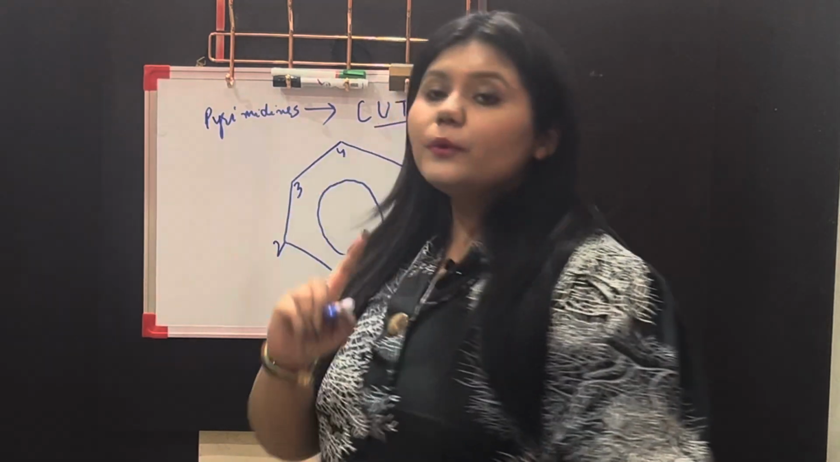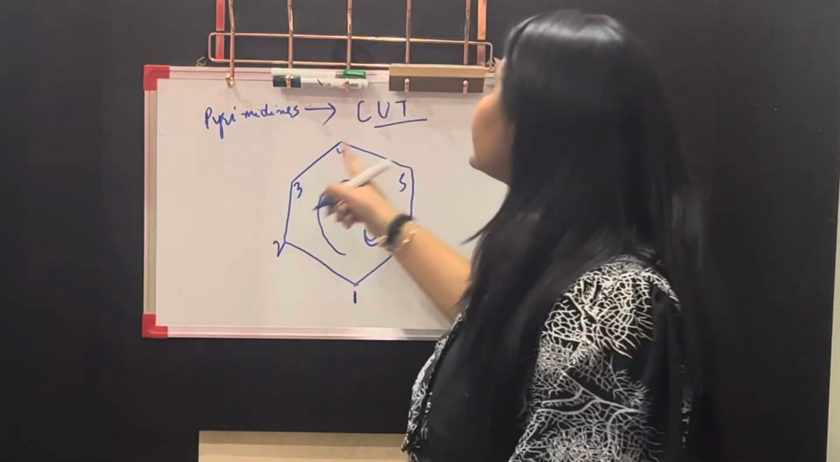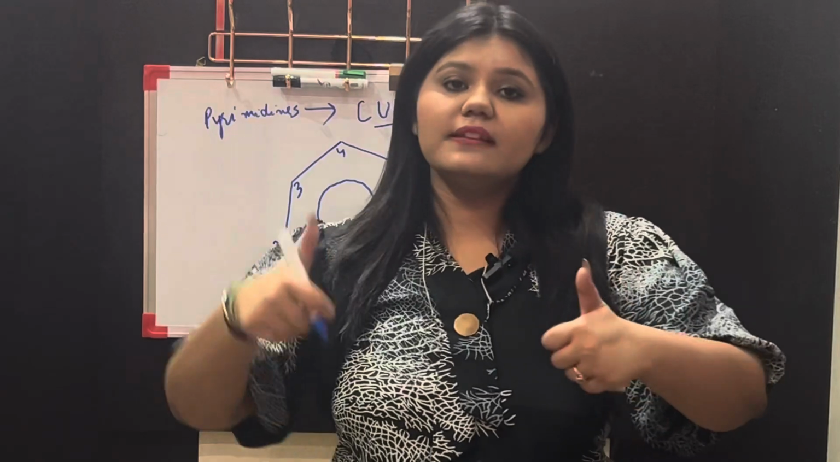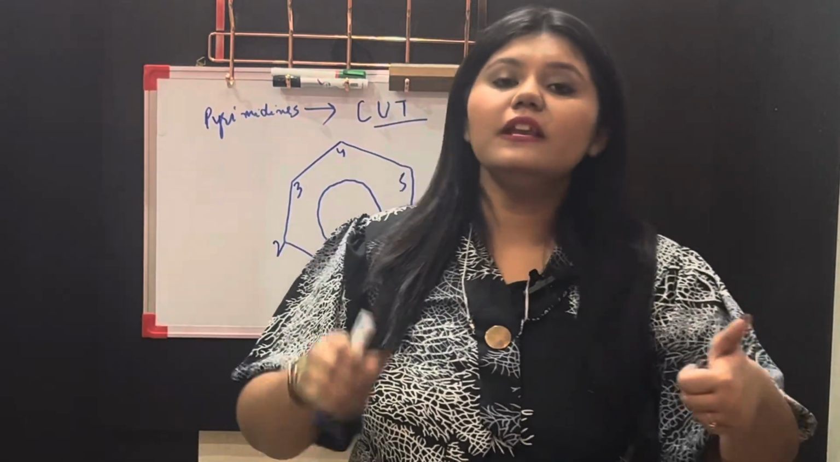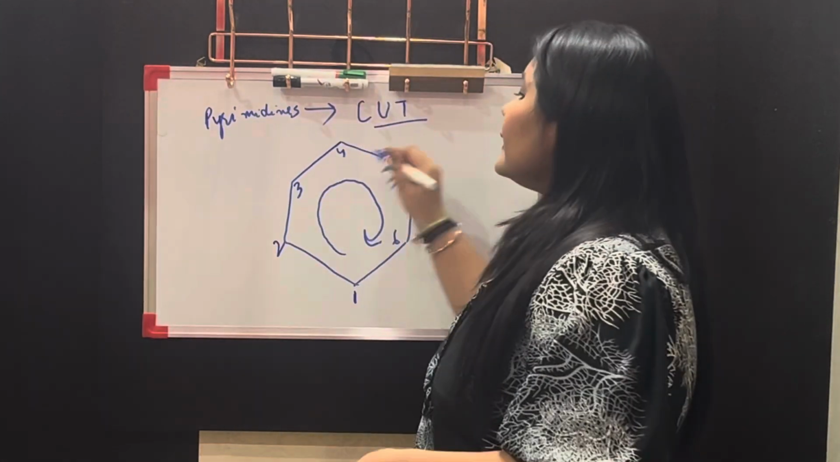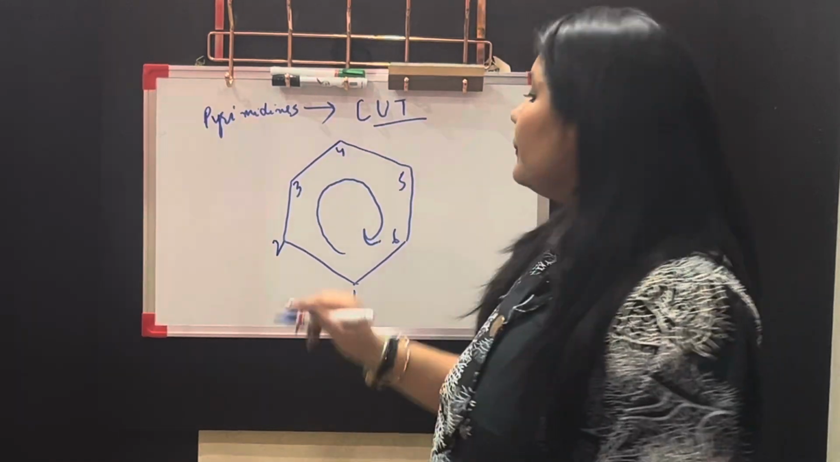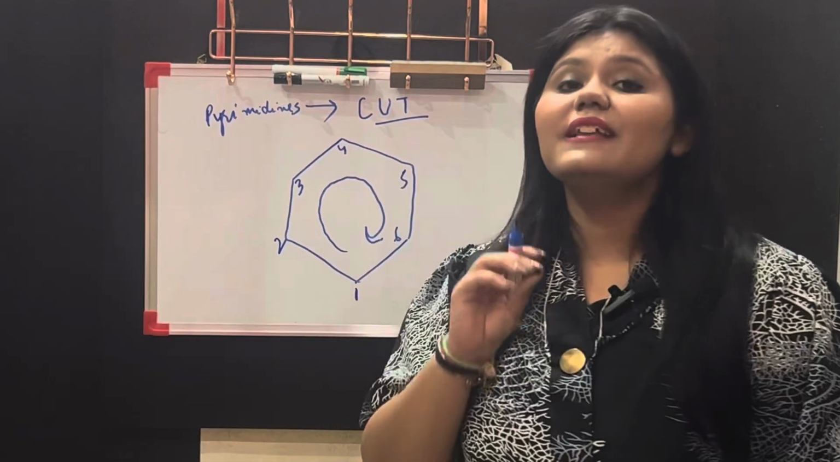So we have CUT. What were purines? They were AG and this is CUT. So purines are AG, this is CUT. Just say it 5 times, you will be able to learn it properly. AG is purine, CUT is your pyrimidine. Okay. So pyrimidine numbering is in the clockwise fashion.